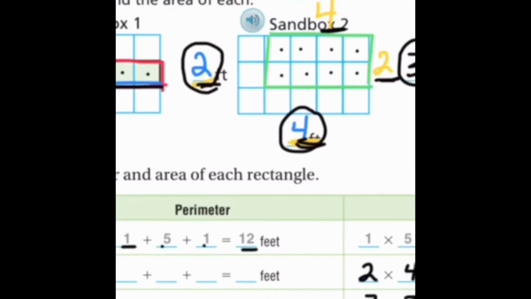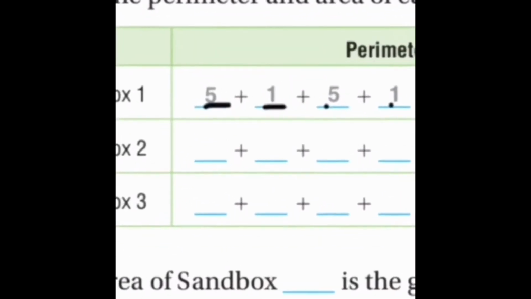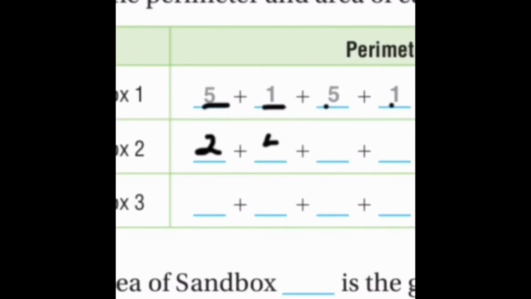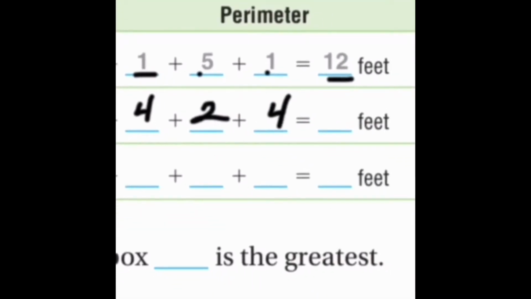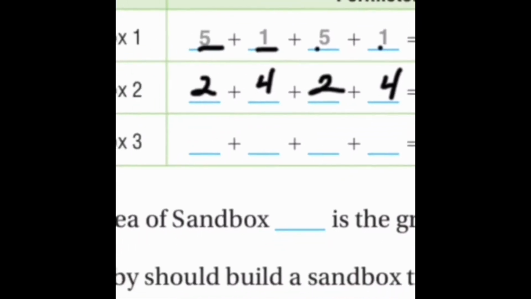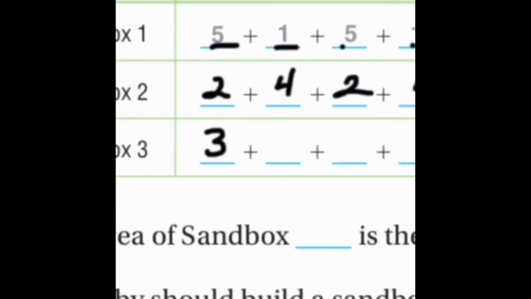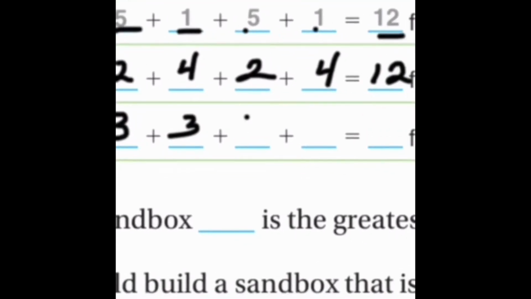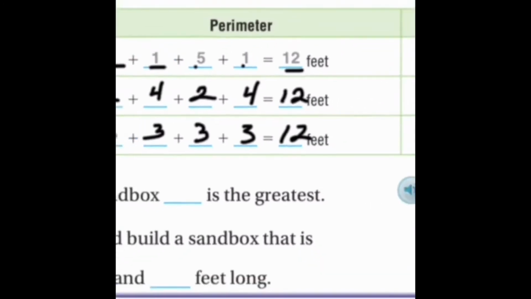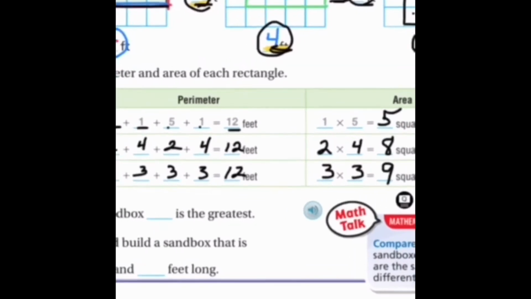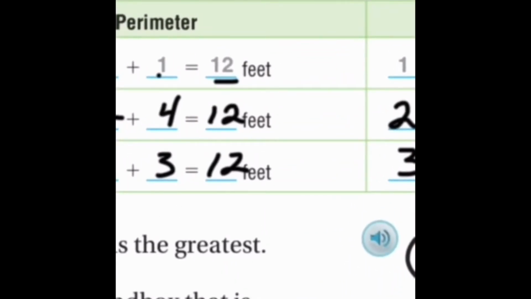Sandbox 2, we had side lengths 2 and 4. So it was 2 plus 4, that was 6, and 2 plus 4, that was 6. 6 plus 6 is 12. And then the last one, it was 3 by 3. So it was 3 plus 3 is 6, and 3 and 3 is 6. 6 plus 6 is 12. Okay. So we can see all three had the same perimeter.